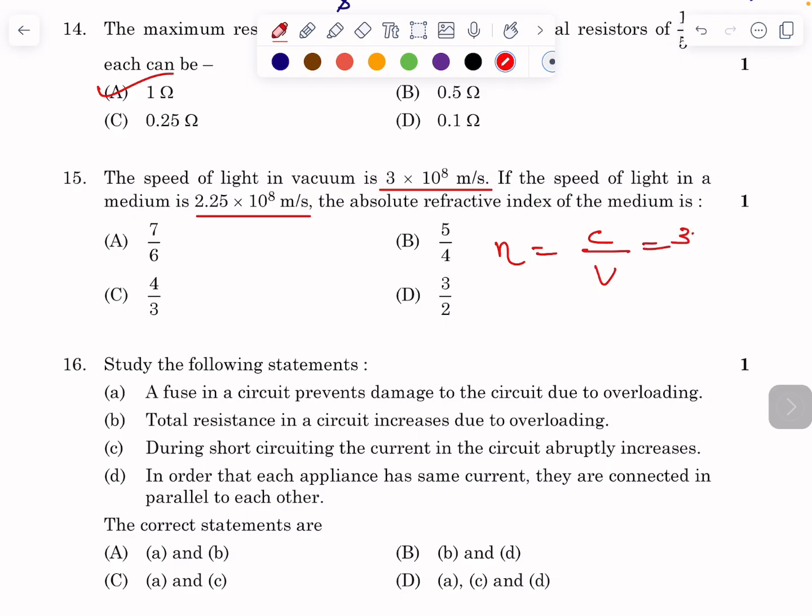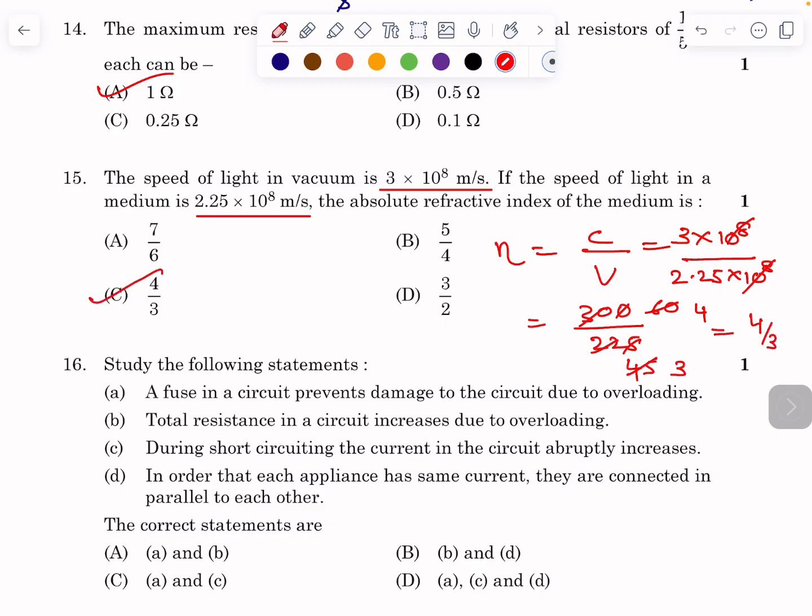Speed of light in vacuum is 3 into 10 power 8, and speed of light in medium is 2.25 into 10 power 8. So 10 power 8 and 10 power 8 get cancelled. Remove the decimal point; after the point, 2 digits are there, so you put 100: 300 by 225. Use the 5 table: 5 6s are 30, 5 4s are 20, 5 5s are 25, and use the 15 table: 15 4s are 60, 15 3s are 45. So the answer is 4 by 3, and your option C is matching.